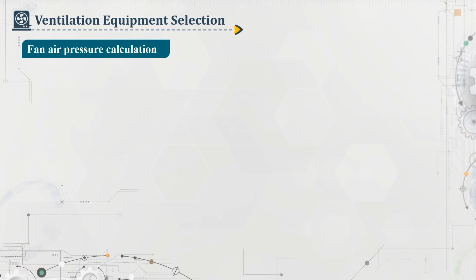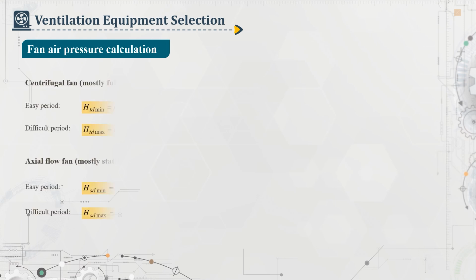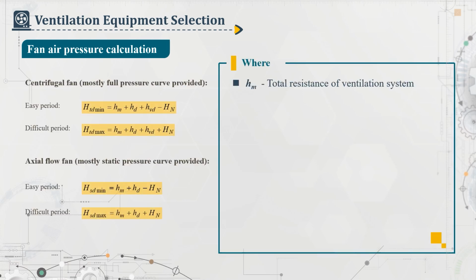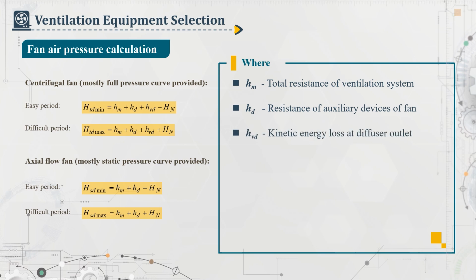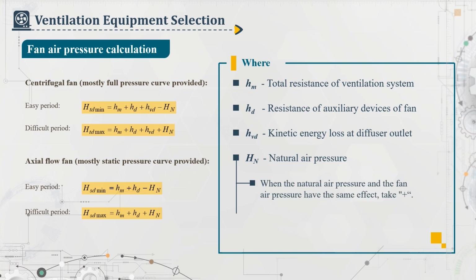The calculation formula of fan air pressure is as follows, where HM is the total resistance of the ventilation system, HD is the resistance of auxiliary devices of the fan, HVD is the kinetic energy loss at the diffuser outlet, and HN is the natural air pressure. When the natural air pressure and the fan air pressure have the same effect, it is taken as plus. When the natural air pressure and the negative pressure of the fan are reversed, it is taken as minus.